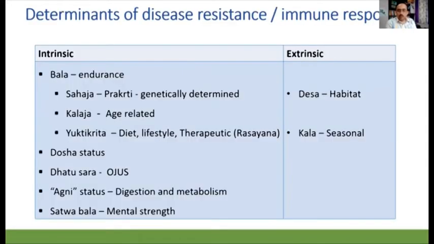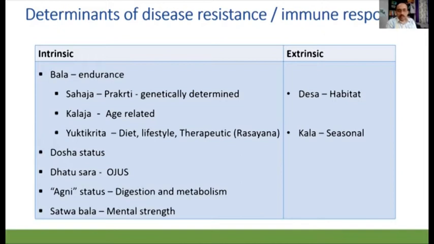If we look at the immune system, Ayurveda addresses immunity in terms of Ojas, Bala, Vyadhi Kshamatva. There are many terms used to address the functioning of the immune system in different contexts. But the factors that govern it can mainly be considered as intrinsic and extrinsic factors. Among the intrinsic factors, these are the important determinants. One is the bala or the endurance of the body.